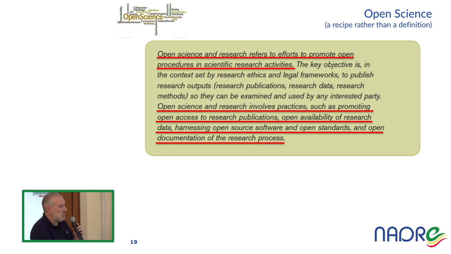And you see, open science and research involves practices such as promoting open access to research publications, but this is not all. Open access is just the first step, because publication doesn't imply that you can reuse science. So, open availability of research data, harnessing open source software and open standards, and open documentation of the research process. So you really have to share all the aspects, all the ingredients of scientific research.